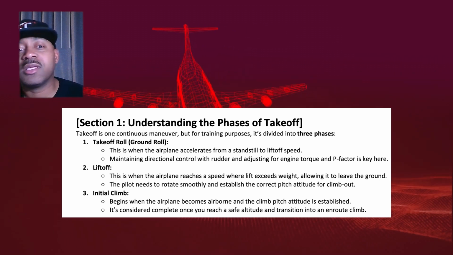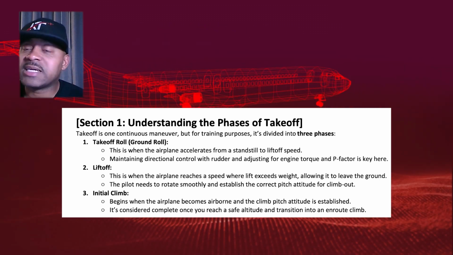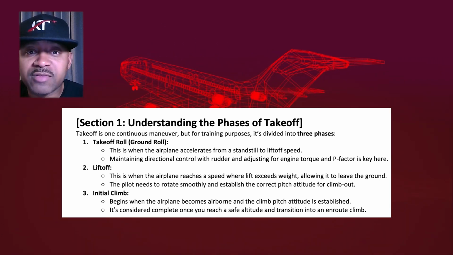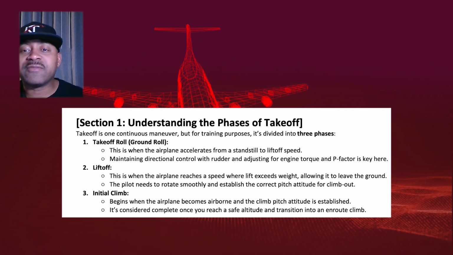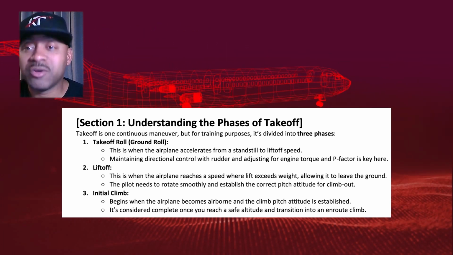So let's understand the different phases of takeoff. You've got three phases of takeoff: your takeoff roll, your liftoff, and initial climb. The takeoff roll is when the airplane accelerates from a standstill to liftoff speed. Liftoff is when the airplane reaches a speed where lift exceeds weight, allowing the airplane to leave the ground.